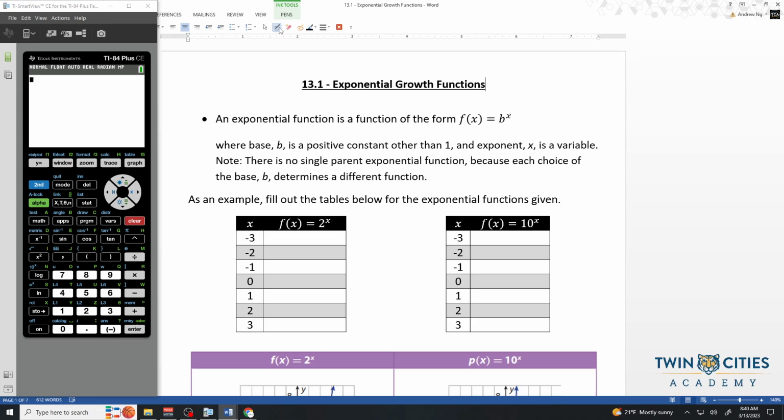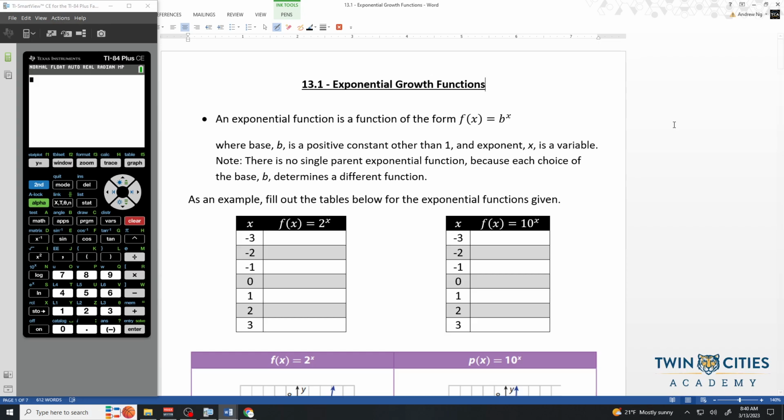So an exponential function is a function of the form f of x equals b to the x. This is a little bit different than, say, 2x squared or 3x to the third, because we normally see x in the base, and then our exponent is our 2 or our 3. Here, we might have 2 or 3 as the base, and then x as the exponent. So it kind of switches positions.